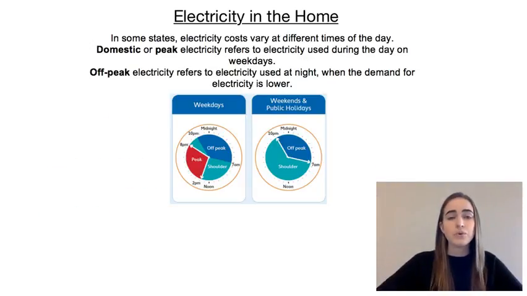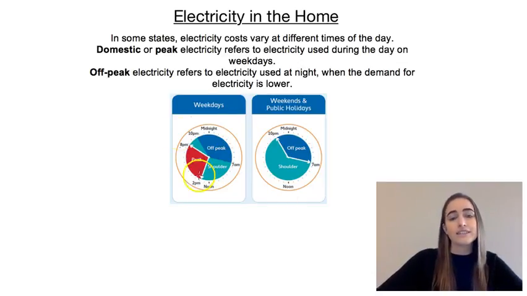One other thing that's important to consider is that in some states, if you've got a special electricity meter, you can be charged different amounts for your electricity depending on what time of the day you're using it. So domestic or peak electricity is electricity that you're using when the demand for the electricity is the highest. So that would be during the day or on weekdays. Then you've got off-peak electricity, which is electricity usually that's used overnight because there's not as much demand.